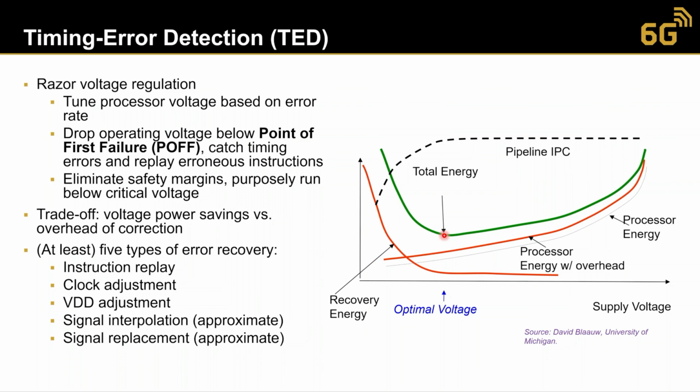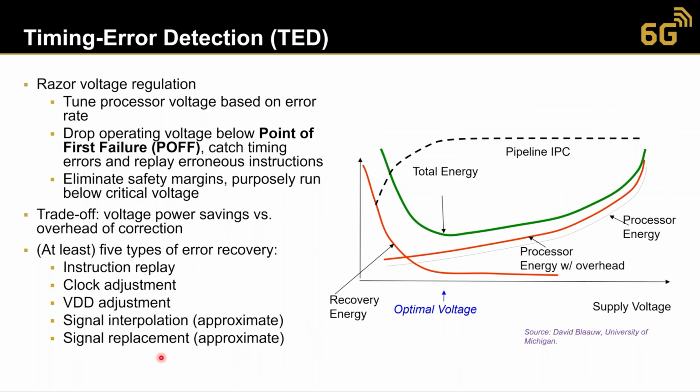The original case was instruction replay. I'll go through that in just a second. So basically you run the instruction again, but you can do this with DVFS solutions, clock adjustment, VDD adjustment, and then if you go into approximate techniques, you can interpolate the signal or replace the signal. Let's look at these a bit.